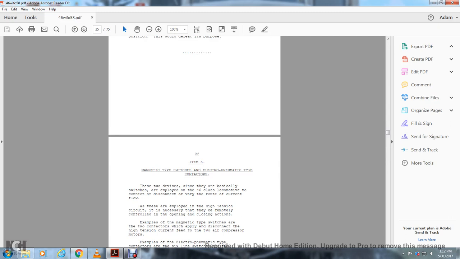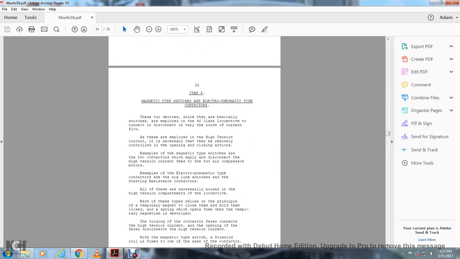Alright, item 5. Magnetic type switches and electromagnetic type contactors. These two devices are basically switches employed with the locomotive to connect and disconnect, varying the route of the current flow. As these are employed with the high tension circuit, it is necessary that they be remotely controlled for the opening and closing action. Example: the magnetic type switches and the contactors which disconnect the high tension current feed to the two air compressor motors.